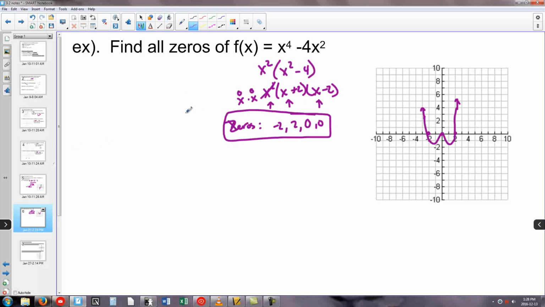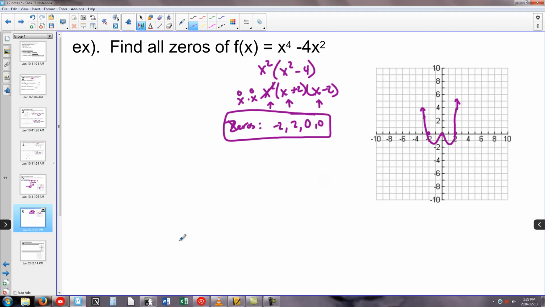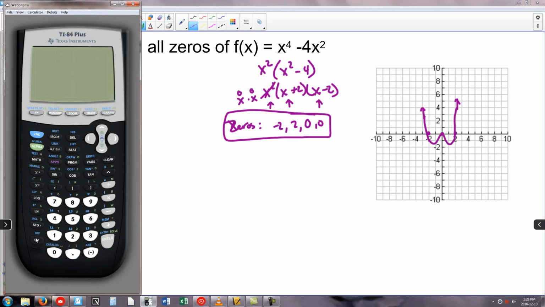Our focus, though, was again on the zeros. What's really important here is that we can actually look at these graphs, and if we looked at the graph, it should be really obvious what the zeros are. So let me give you an example. If I went in to y equals and I graphed x raised to the 4th and minus 4x squared, if I graphed this, oops, I'm going to have to adjust the zoom here back to standard.